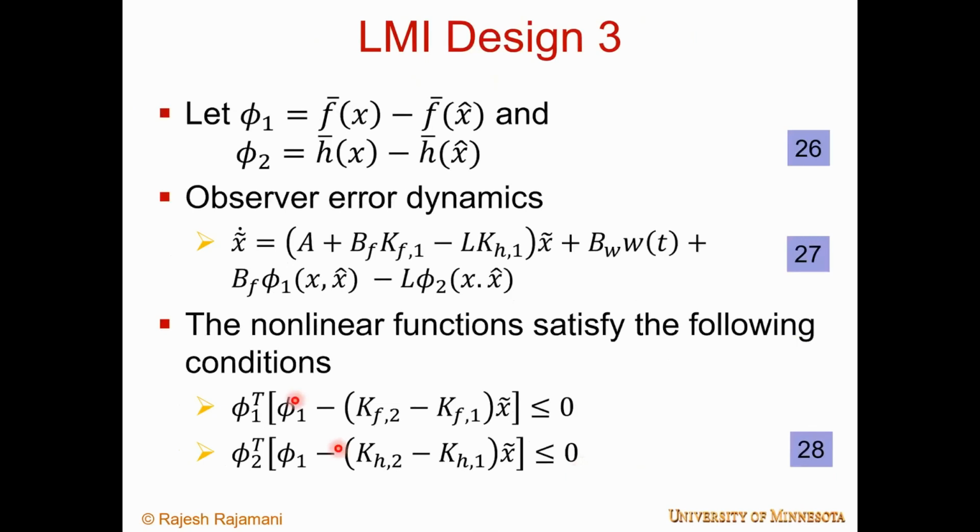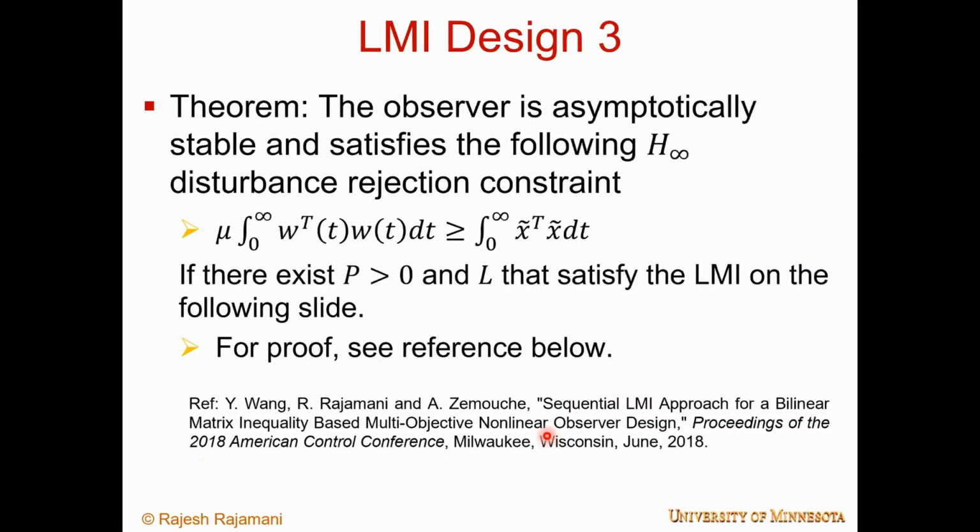There are the Jacobian conditions. Again, you have very similar conditions to LMIs being satisfied due to the Jacobian bounds. These are similar to what I showed you for the earlier simpler case. And the observer design result is that the observer is asymptotically stable and satisfies the following H infinity disturbance rejection constraint involving mu. So mu is the H infinity gain between the estimation error and the disturbance. So if you can find a positive definite matrix P and an L that satisfy the LMI on the following page, then this observer is stable.